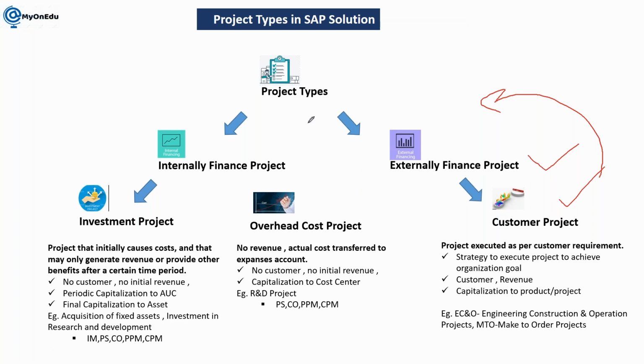Project type, we are having two project types, internally and externally financed. Further, it is investment project, overhead cost project, and customer project. So in this training, we will cover all the scenarios. We'll start from investment project, then we'll understand the overhead cost project, and then further we'll understand customer project.